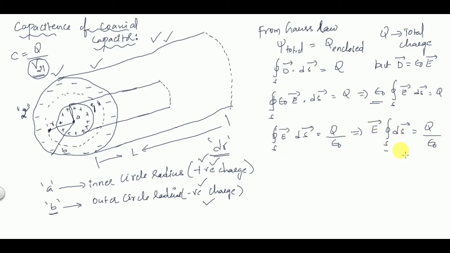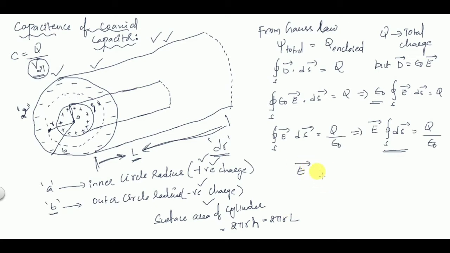What is the surface area of a cylinder? The surface area of a cylinder is 2 pi r h, where h is the height of the cylinder. Here, since we have taken the cylinder in a horizontal position, I have taken the height as the length L. So the surface area becomes 2 pi r L.